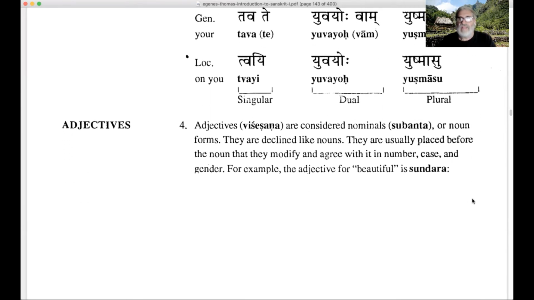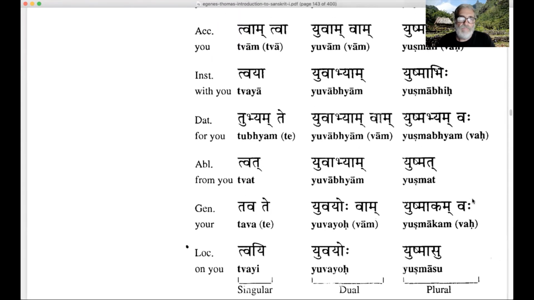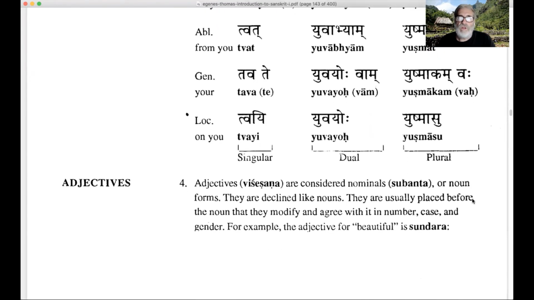So that is it for pronouns for now. First person pronoun, second person pronoun. We now know those pronouns, and we know them in masculine, feminine, and neuter. We know all the 7 cases of them, from nominative, accusative, instrumental, dative, ablative, genitive, and locative.